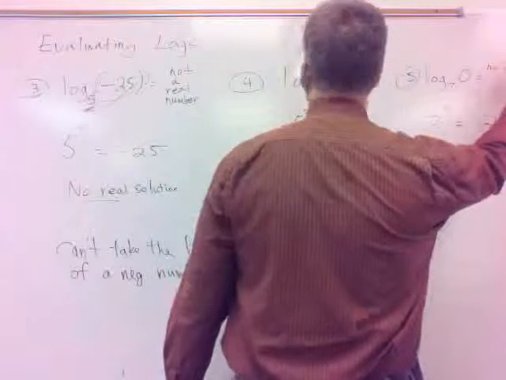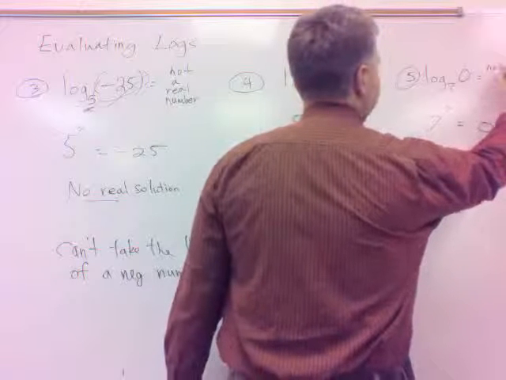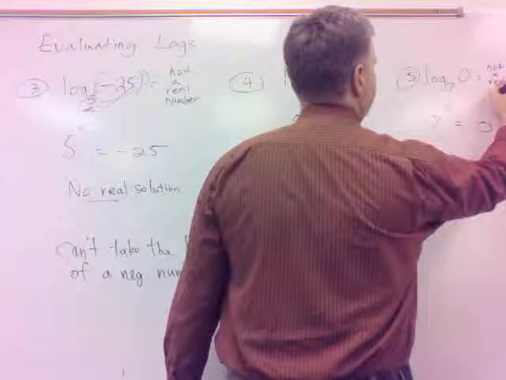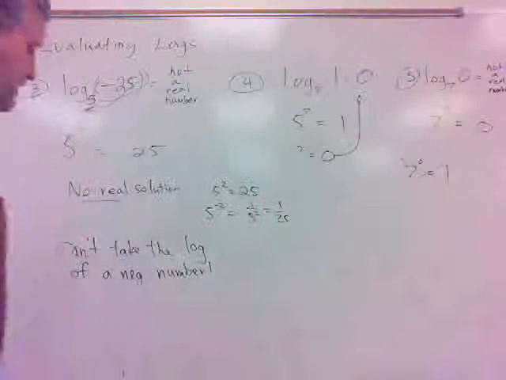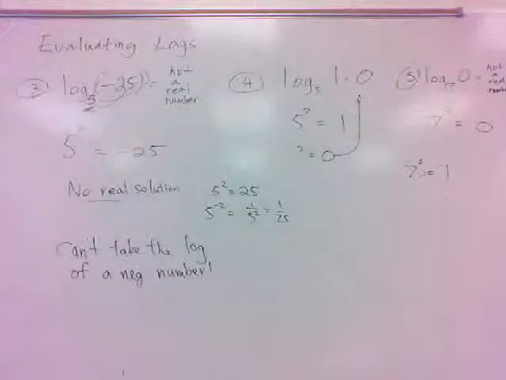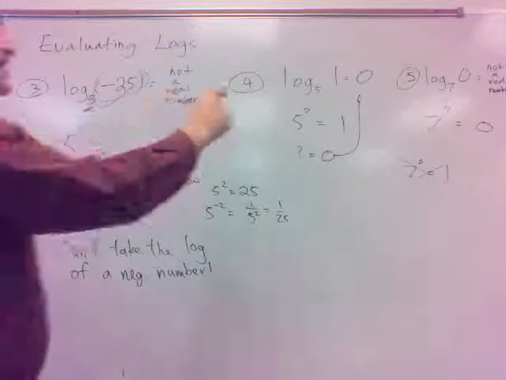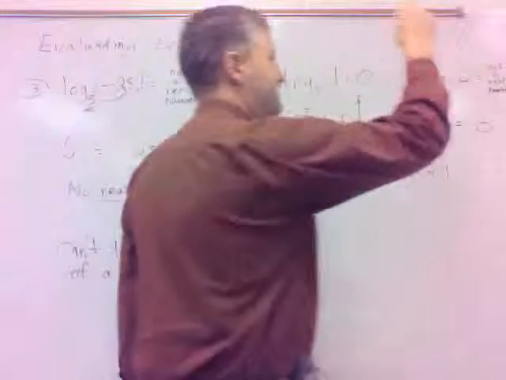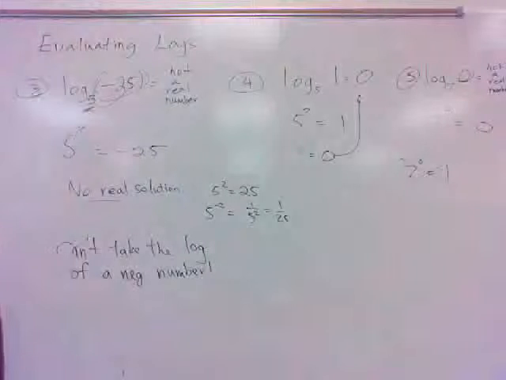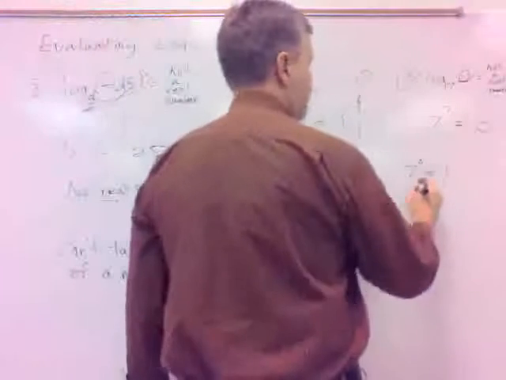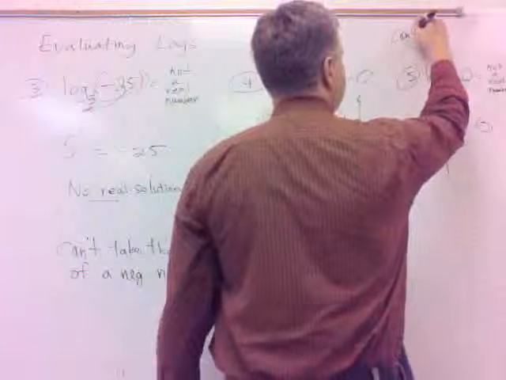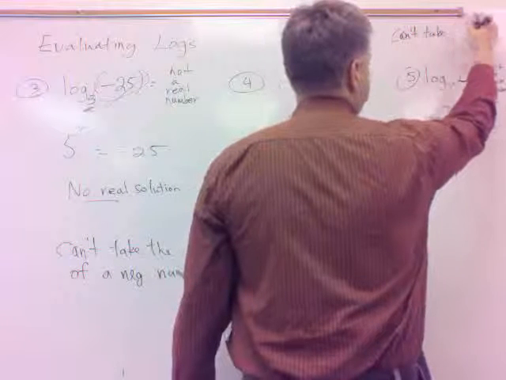Same as number 3 there. It's not a real number. So not only can you not take the log of a negative number, you can't take the log of what else? 0. That's what we're saying. X, this number, has to be something greater than 0. It can't be 0, and it can't be a negative number. Okay? Just doesn't work out.